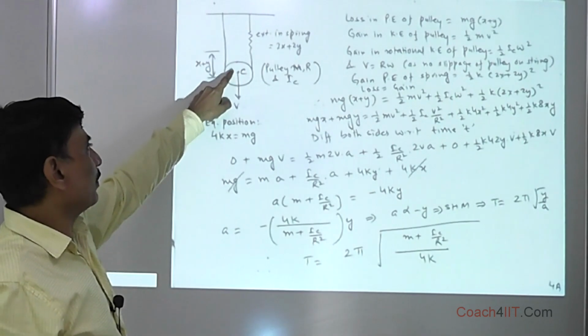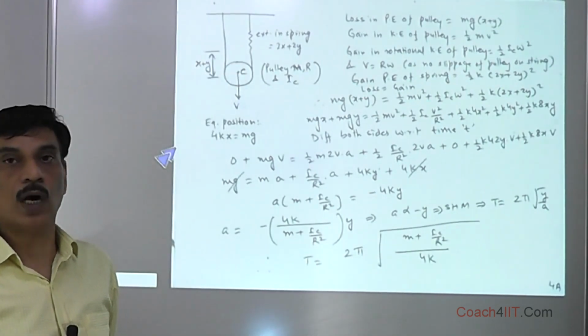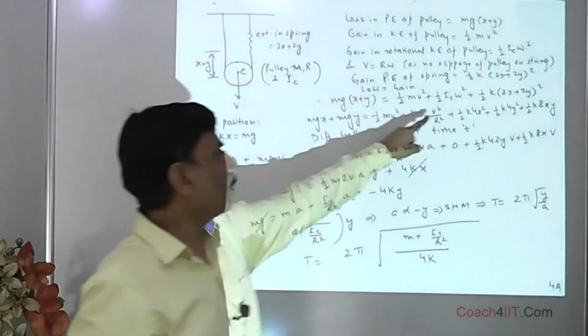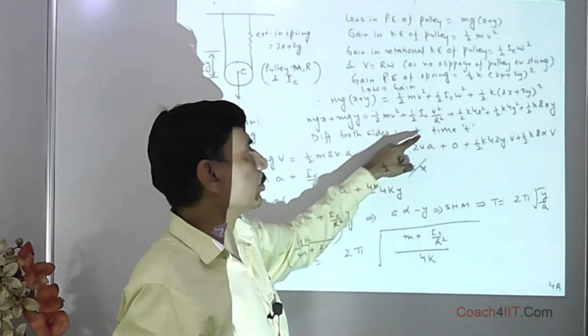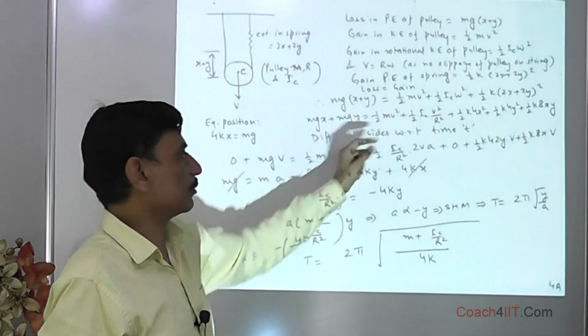Because there is no slippage between this pulley and this string, we can safely apply v = rω, where r is the radius of this. We have done it in rotational mechanics. So ω comes out to be v/r. Now we differentiate this equation with respect to time.